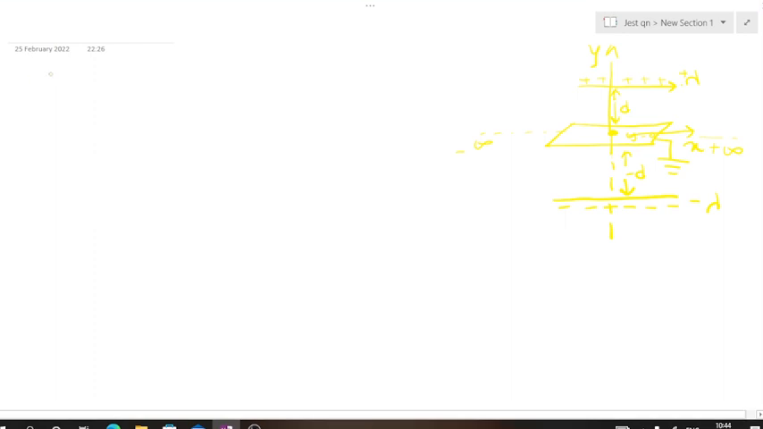We have to calculate the potential. As you know, the electric field due to a line charge is lambda by 2 pi epsilon naught r. So the potential will be minus lambda by 2 pi epsilon naught ln r. So the potential due to plus lambda is equal to minus lambda by 2 pi epsilon naught ln r, and this is r, plus the potential due to minus lambda.